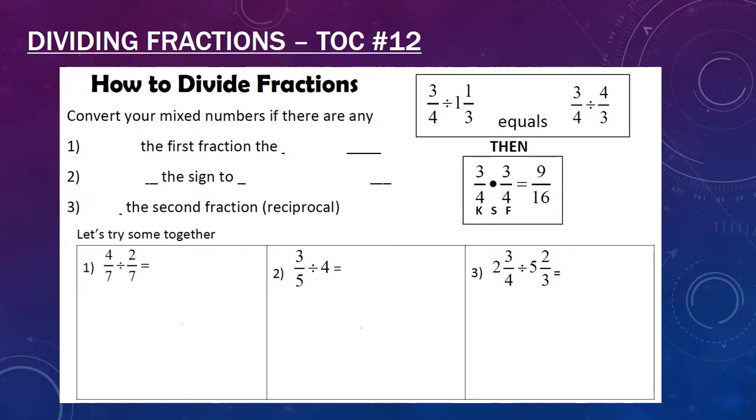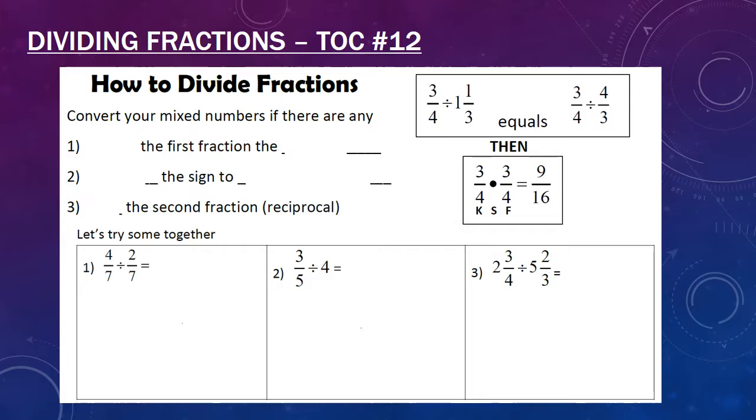Now that we have practiced finding the reciprocal, you're probably saying, well, why do I need that? Well, the reason why you need it is because dividing fractions is just like multiplying, except it has one extra step. The extra step is flipping one of the fractions upside down, or finding its reciprocal, and then multiplying those fractions. So here's the steps for how to divide.